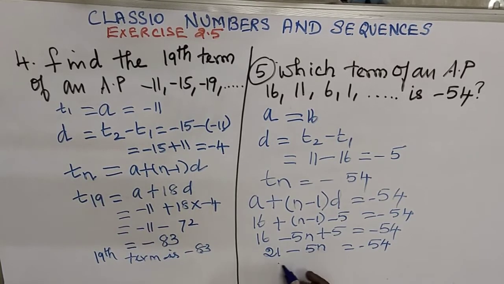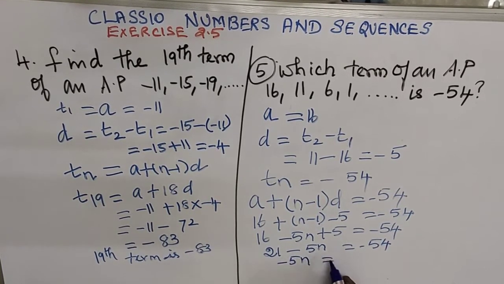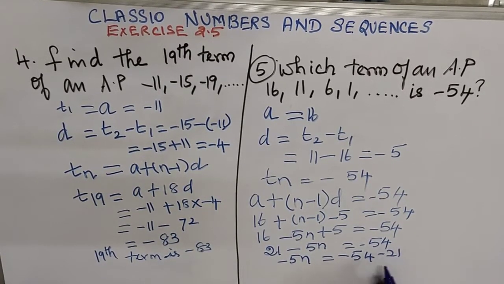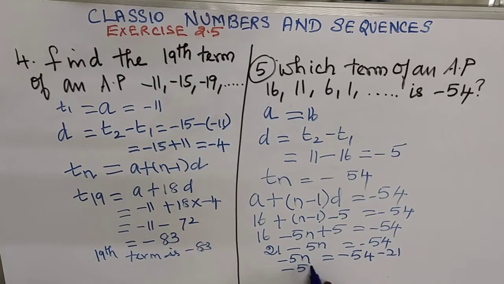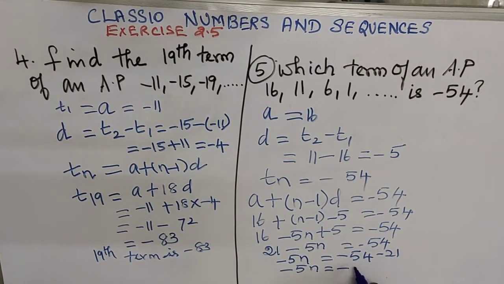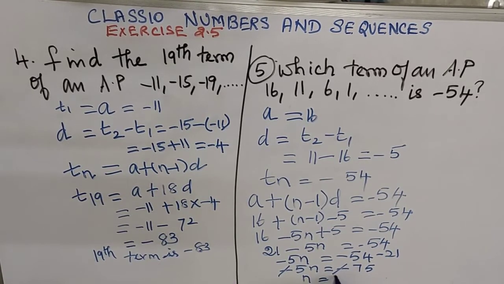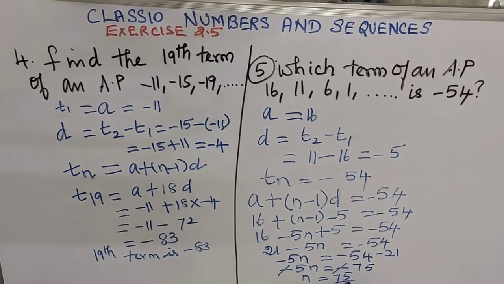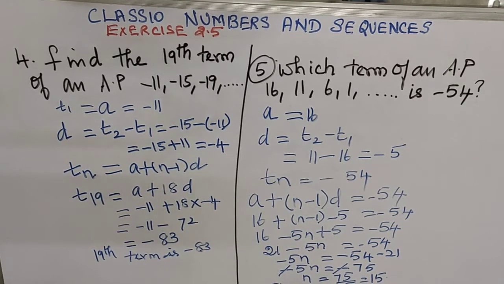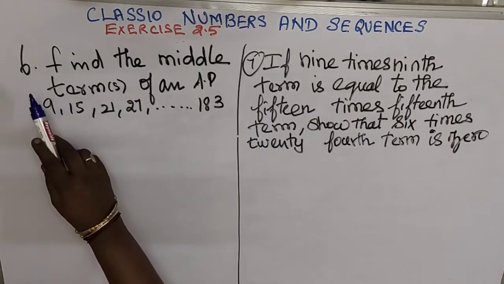Now keep the minus 5n on the left side. We want to find the value of n. Minus 54 minus 21. So minus 5n equal to minus 75, same sign. So we add and put the same sign. So 75. Minus minus get cancelled. n equal to 75 by 5. So here the minus 54 is the 15th term.